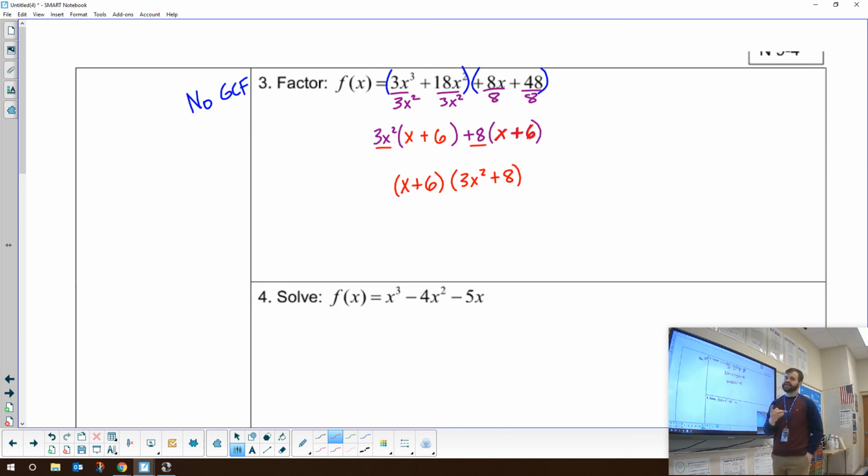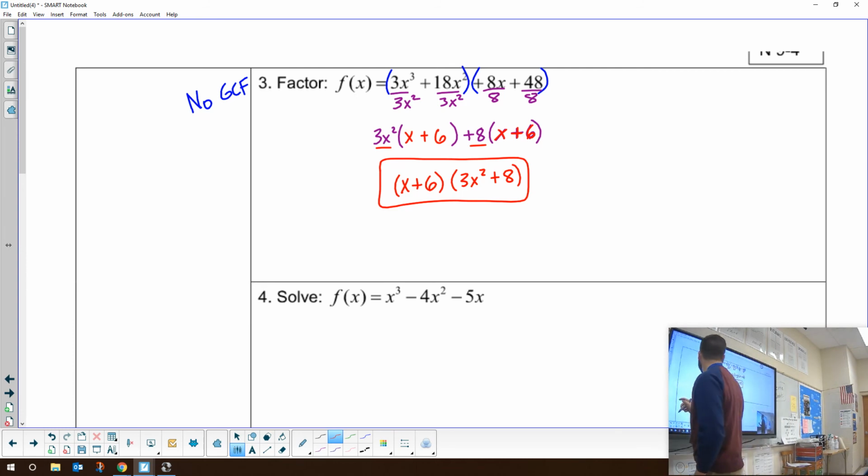Now we check and see, can I factor it anymore? Well, 3x squared plus 8 is not a perfect square anymore. So once we check that out, we just leave it there. Okay, so this is my factored out answer.